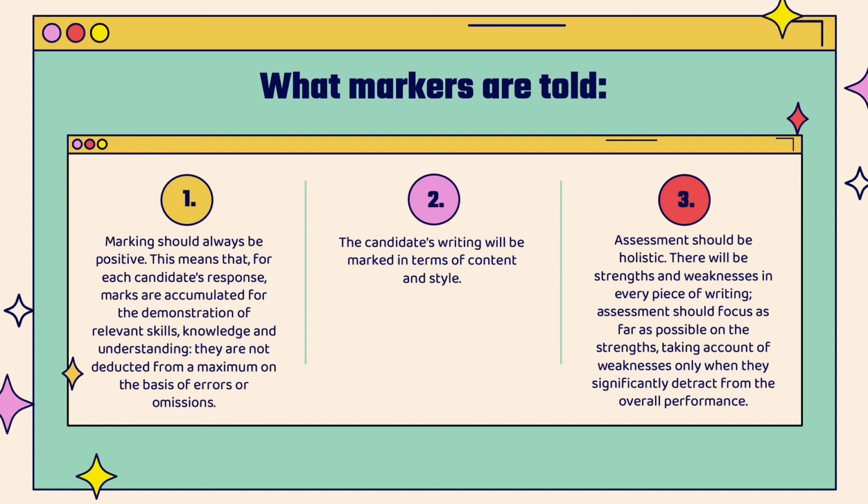And lastly, assessment should be holistic. There will be strengths and weaknesses in every piece of writing. Assessment should focus as far as possible on the strengths, taking account of weaknesses only when they significantly detract from the overall performance. So again, essentially what that means is that your marker will look at everything you put into your piece of work, the good, the bad, the ugly, okay? And they will take into consideration the big picture that you present, okay?